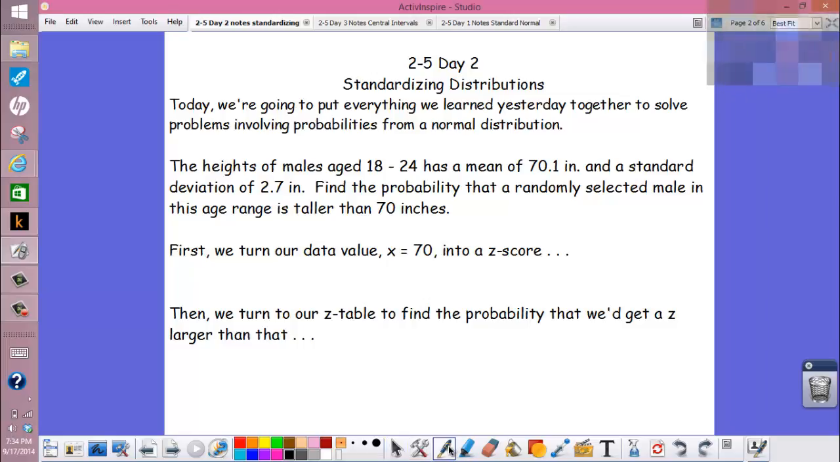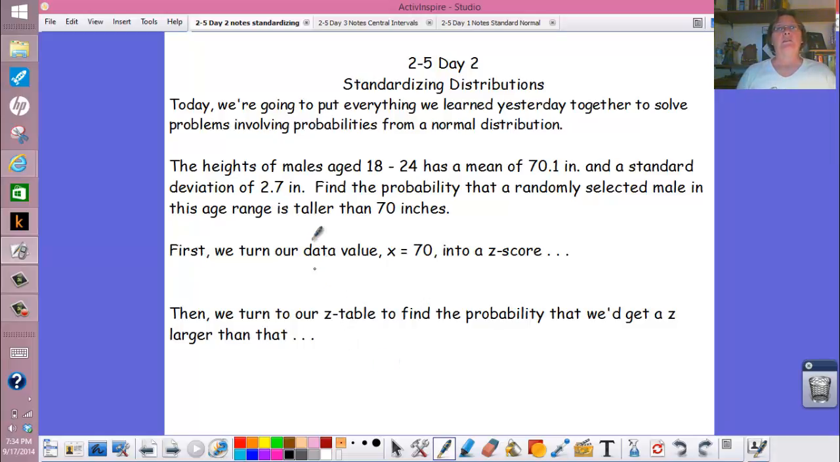Hi, let's start our second day on learning about the standard normal distribution. Today we're going to really take everything that we learned yesterday and put it together to solve some real-world problems that involve distributions that are normal.